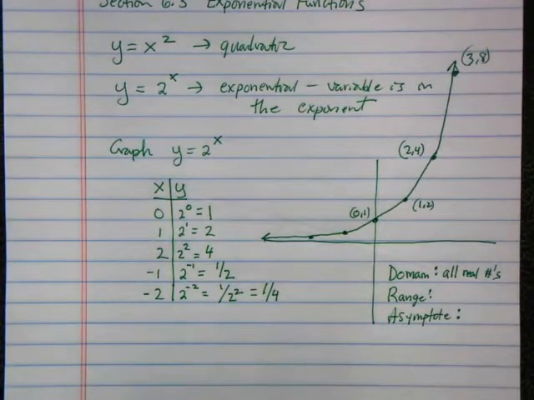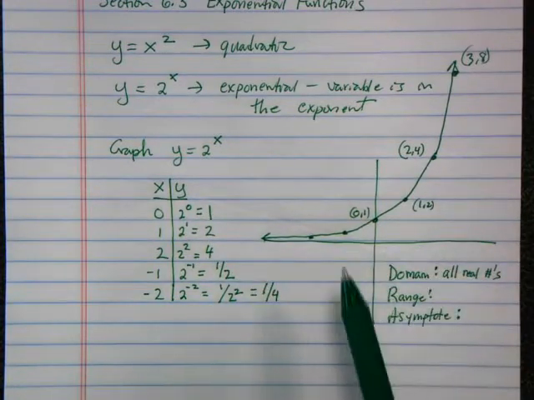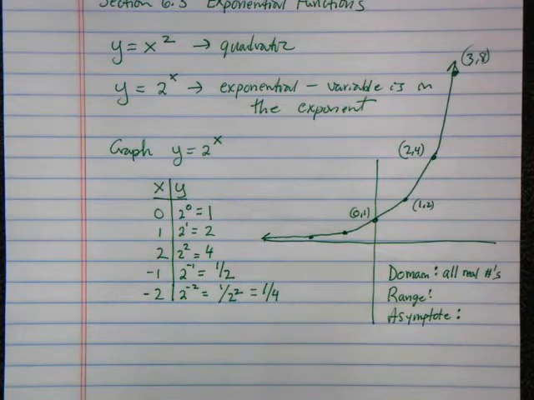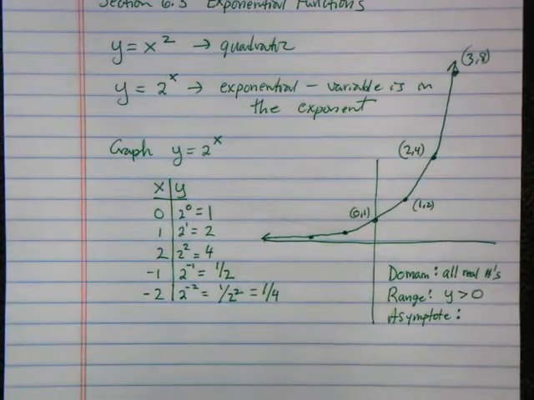Range means the y numbers. What kind of y answers do we get? Well, all the y numbers that I have in my table are positive numbers, aren't they? Am I ever going to hit 0? And I'm never going to get negative either, am I? So what's my range? What kind of y numbers can I get? All numbers greater than 0. So we typically write it this way. The range is y is greater than 0.